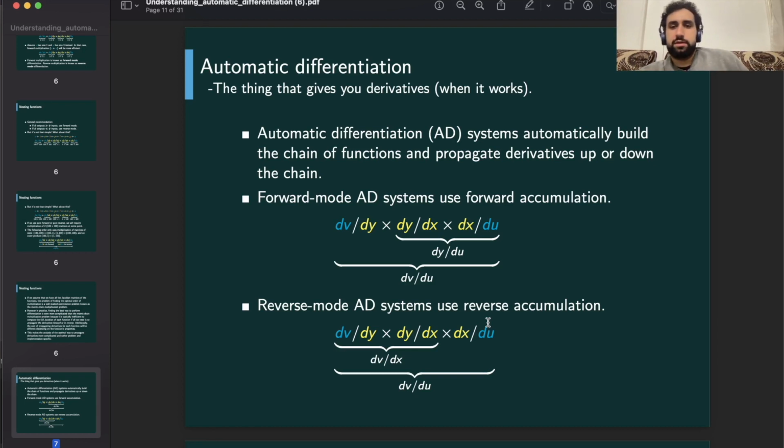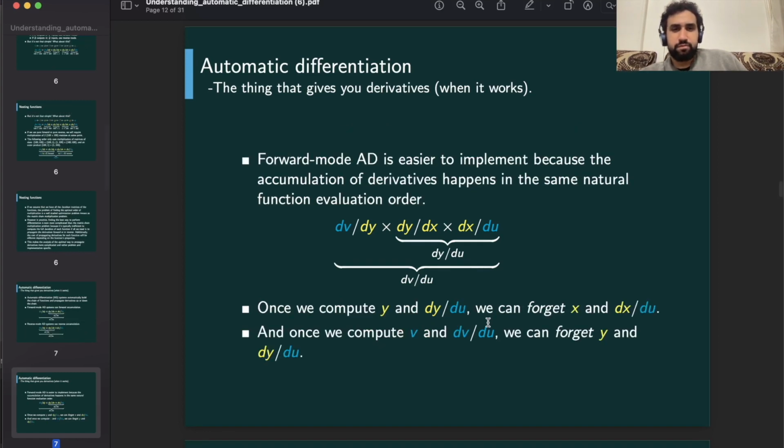So there are a lot of different AD packages and AD systems that can help you differentiate your function. And it could be a very nasty nested function with a lot of loops and things that you really don't want to derive the derivative of by hand, but hopefully AD should help you get accurate and also efficient derivatives without having to write things out by hand most of the time.